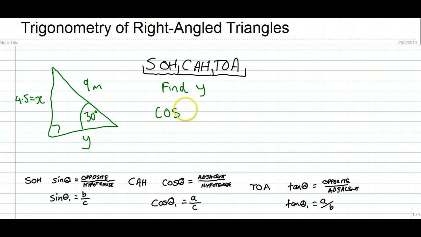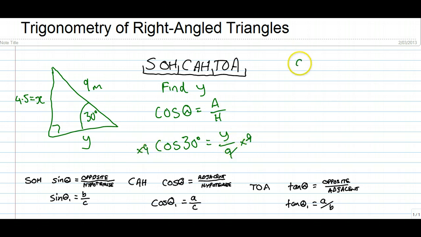So we'd end up with cos theta equals adjacent over hypotenuse. We'd put in our values. Cos of 30 degrees equals the adjacent side, which is what we're trying to find out, y, divided by the hypotenuse, which is 9. Then we've got to solve for y, so we multiply both sides by 9, and we end up with 9 cos 30 degrees equals y, and we need to put that into a calculator.